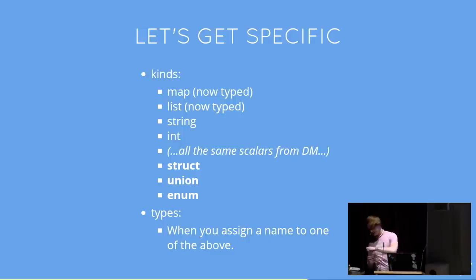So let's get some specific ideas. In the schema system of IPLD, we're going to have kinds again. And we're going to have basically the same ones that we did at the data model layer, like maps, lists, ints, strings. All of the same scalars are here. With maps and lists, we're going to associate type parameters with them now for their keys and their values. And we're also going to introduce a couple new kinds that are familiar and common and useful from programming: structs, or you can conceive of this as classes, unions, sum types, and enumerations.